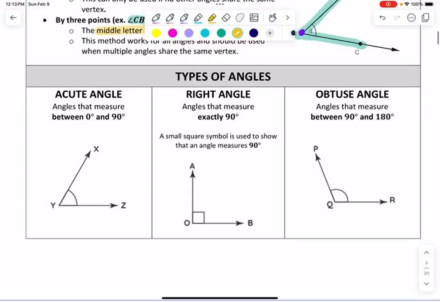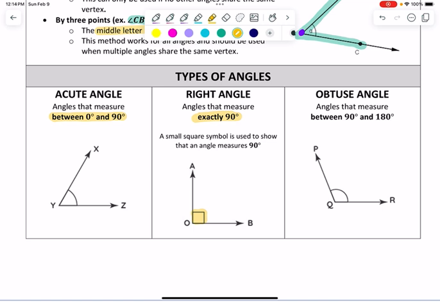Okay, now let's talk about types of angles. Now, these types of angles, I'm sure you've seen before or heard of before, but let's take a look. So an acute angle is an angle that measures anywhere between 0 and 90 degrees. So it could be 0.1, it can be 89.9, but it could be any number in the middle as well. A right angle measures exactly 90 degrees. And to show that an angle is a right angle, we typically use this little small square in the corner or the vertex of that angle to show that it is exactly 90 degrees.